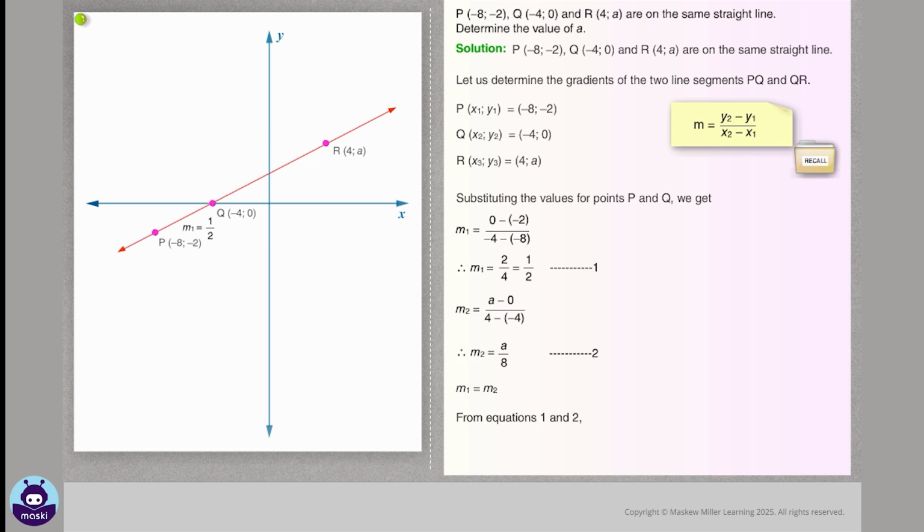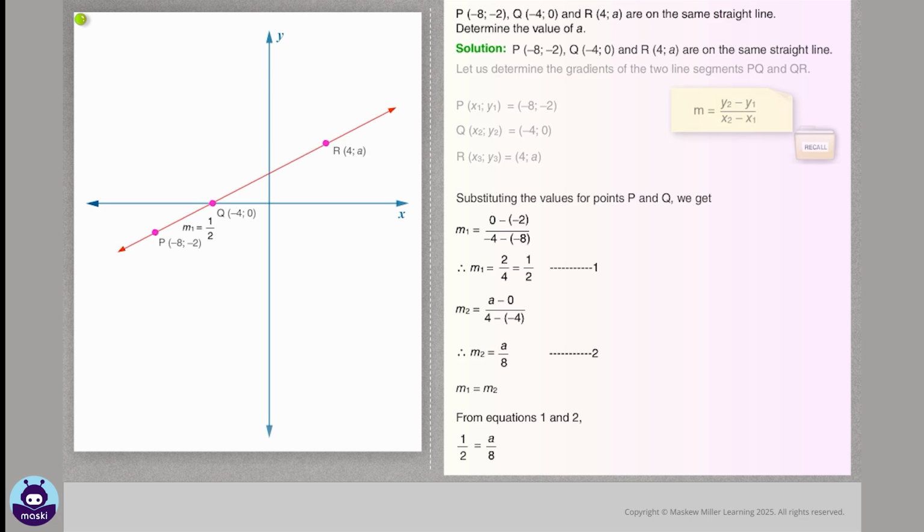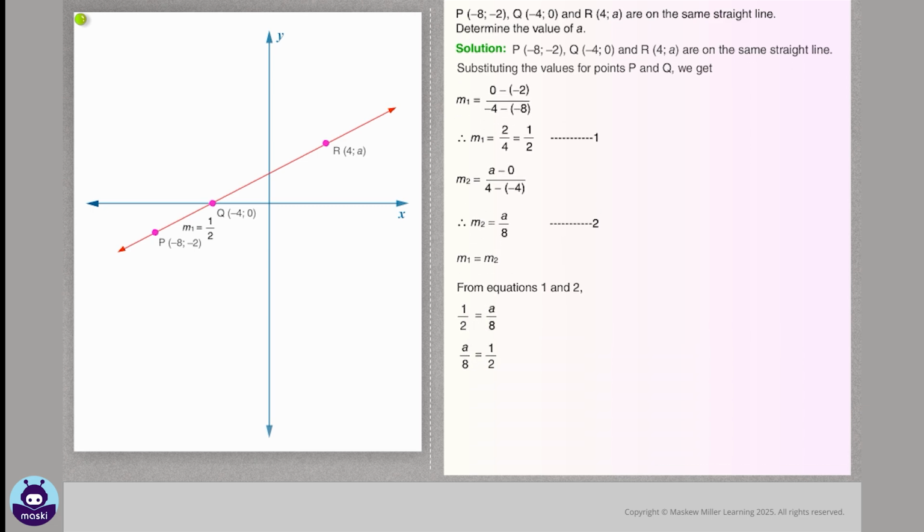From equations 1 and 2, 1 over 2 is equal to a over 8. Rearranging the terms, we have, now multiplying by 8 on both the sides, we get a is equal to 4. Therefore, the coordinates of R are (4, 4).